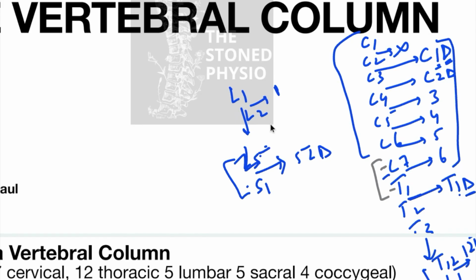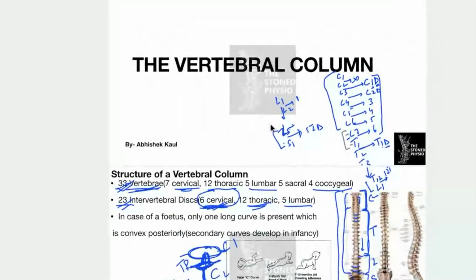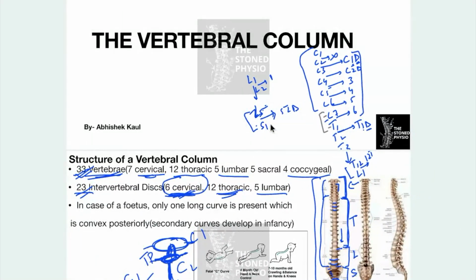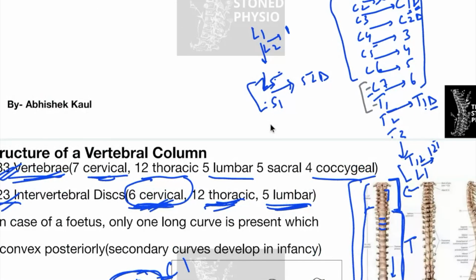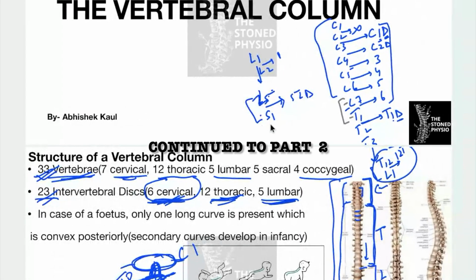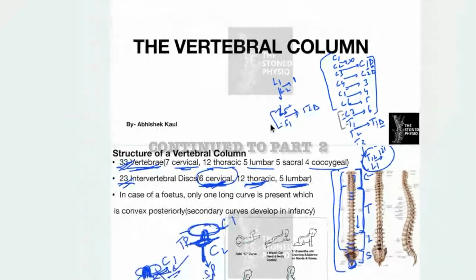and S1. So coming back to the whole thing, we have 5 lumbar intervertebral discs, and the 5th one is between L5 and S1. Likewise, 12 thoracic intervertebral discs, the 12th one being between T12 and L1, and 6 cervical intervertebral discs, and the one that is absent is between C1 and C2.